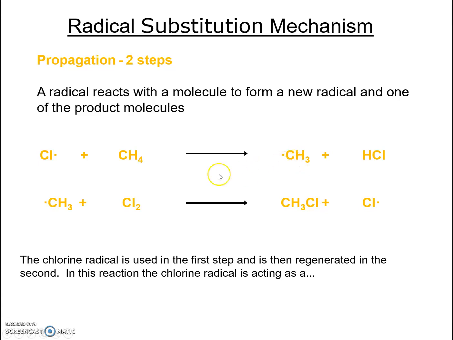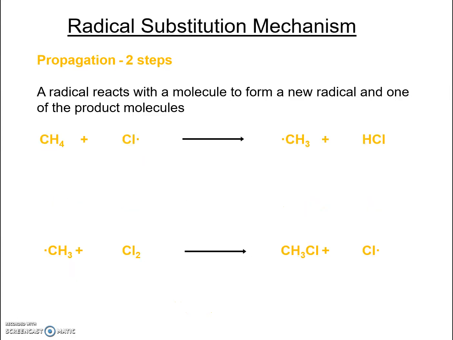Now the methyl radical, just like a chlorine radical, is very high in energy, very reactive. And so this methyl radical, when it bumps into a chlorine molecule, will make chloromethane, which is one of our products, and it regenerates a chlorine radical. So the chlorine radical starts the reaction, and then it is regenerated at the end of the reaction. So we can say that in this reaction, the chlorine radical is acting as a catalyst.